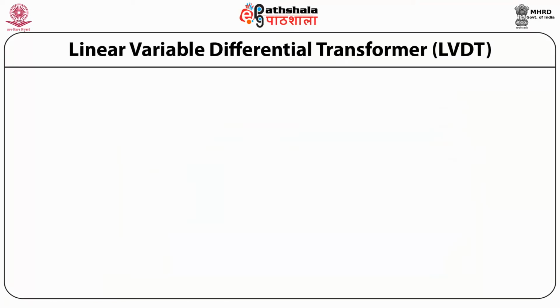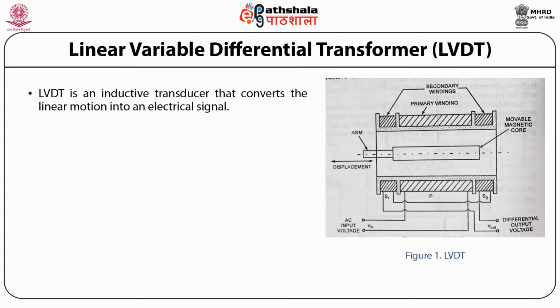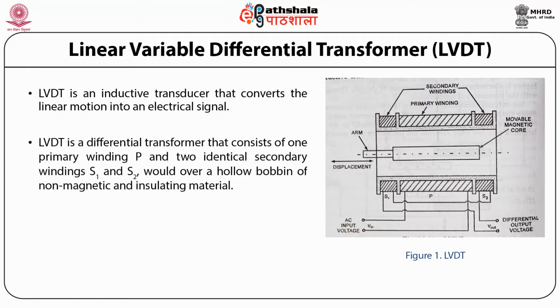Linear variable differential transformer. The linear variable differential transformer is an inductive transducer that converts linear motion into an electrical signal. LVDT is a differential transformer that consists of one primary winding P and two identical secondary windings S1 and S2 wound over a hollow bobbin of non-magnetic and insulating material. An illustration is shown in figure 1.